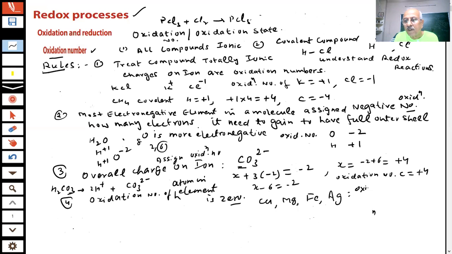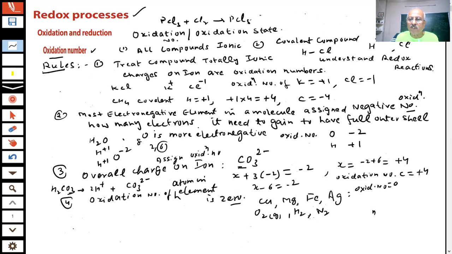How much? 0. There is no charge. Did I write any plus or minus? No. So the oxidation number is equal to 0 in these cases. If I write O2, there are 2 oxygens, and the oxidation number of oxygen is 0. If I write H2, 0. H2 is made up of 2 hydrogen atoms. If I write N2, 0.